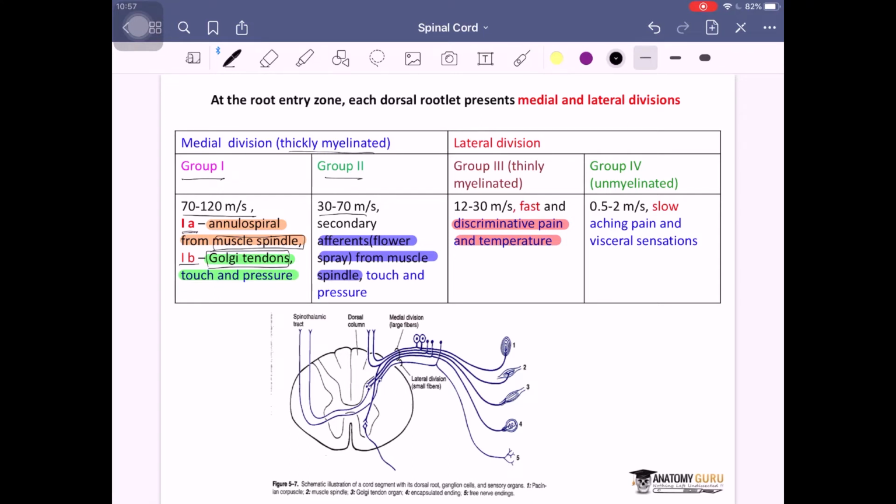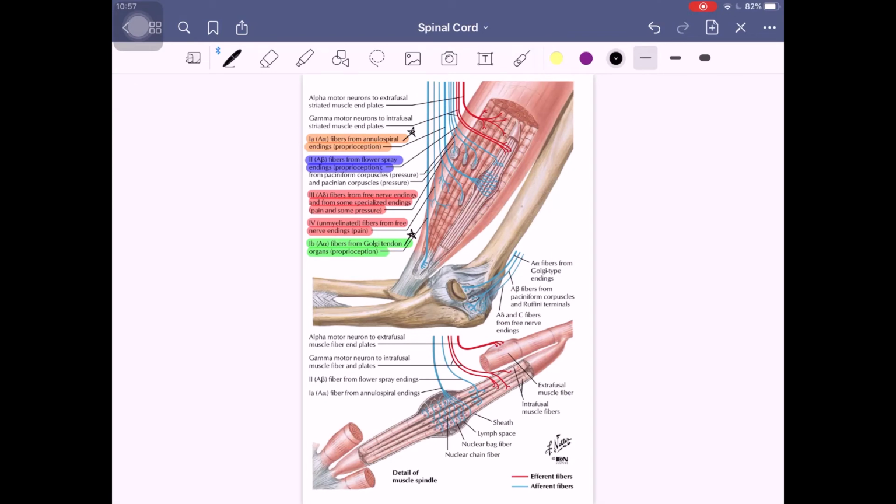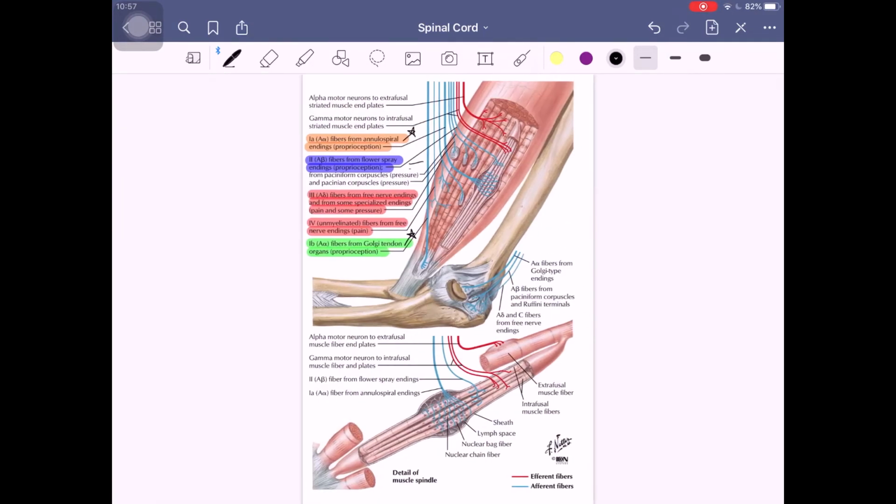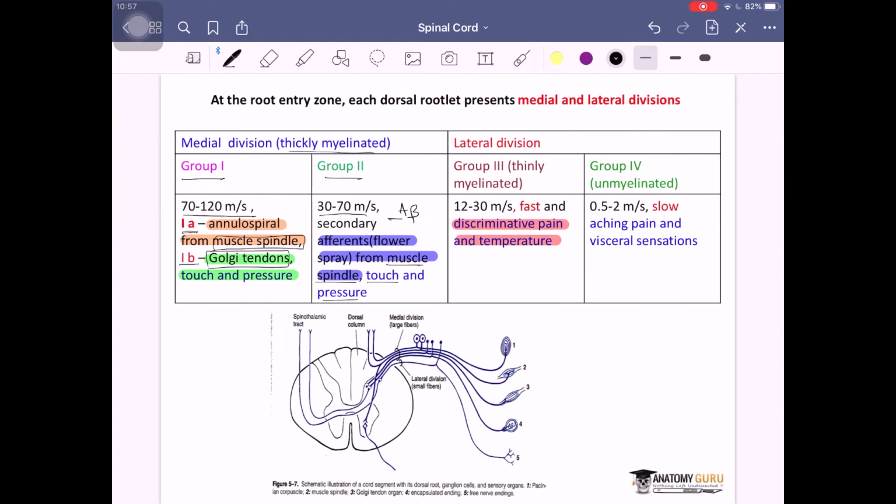Group 2, the speed velocity is coming down. You see it is 30 to 70 meters per second. And here they are also again from the muscle spindle and the skin. You can see here, these are the ones. So they are also called beta fibers. So this is A alpha, these are your A beta fibers. Here this is your beta fiber which I showed you. They start from your flower spray, and they take the information all the way up there.